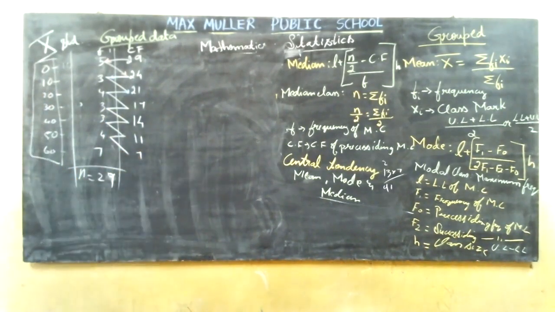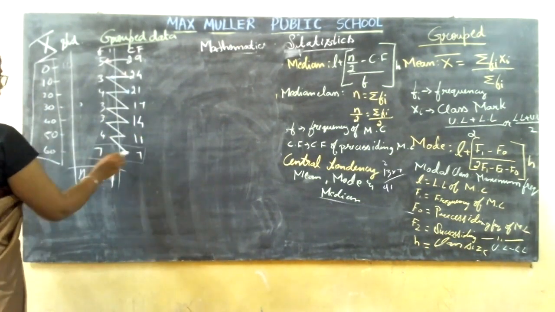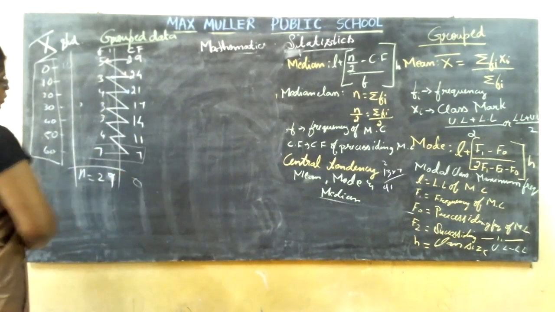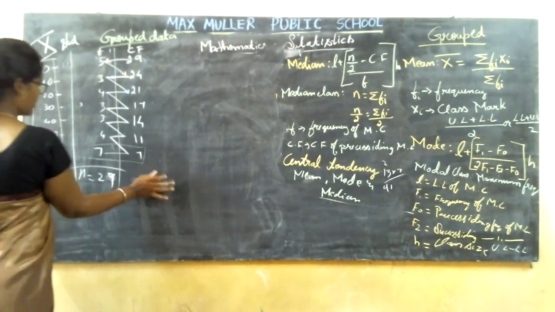Yes? So, the last number should be equal. Whatever last number you get, it should be equal here. Next, if you subtract these two, you should get 0. Then it is correct. Did you understand?